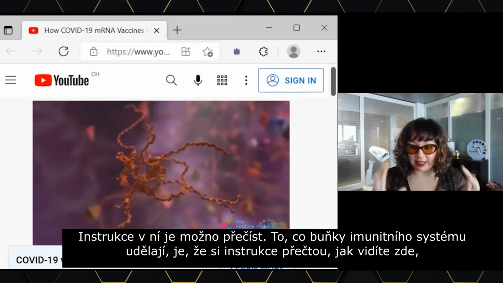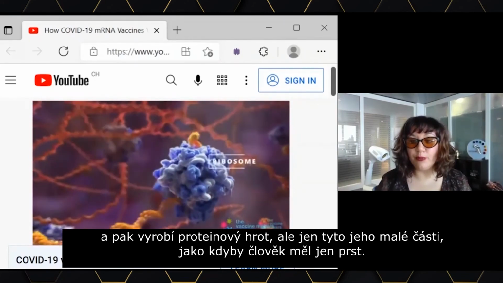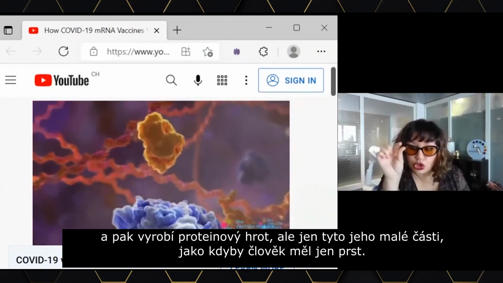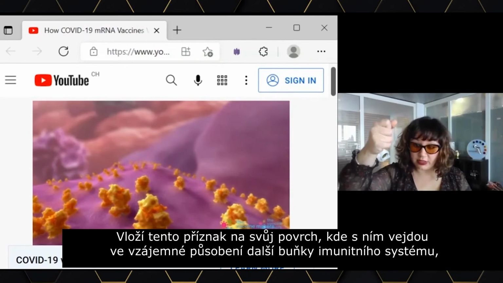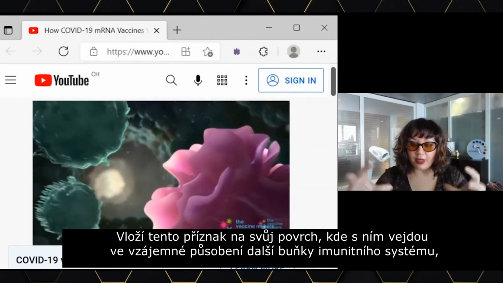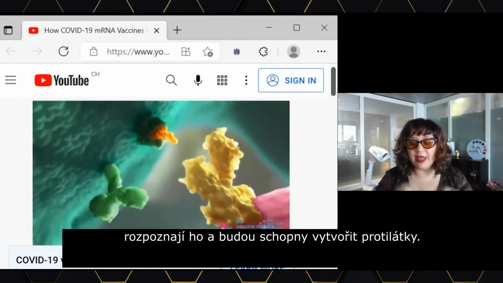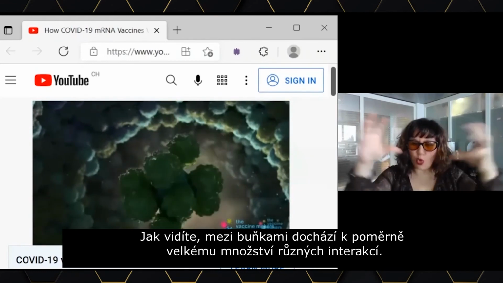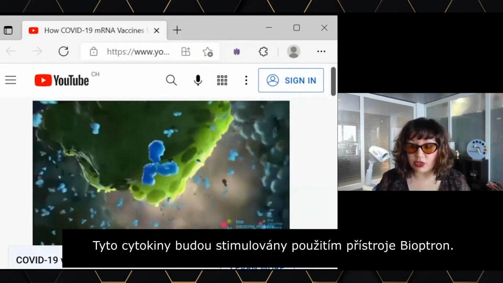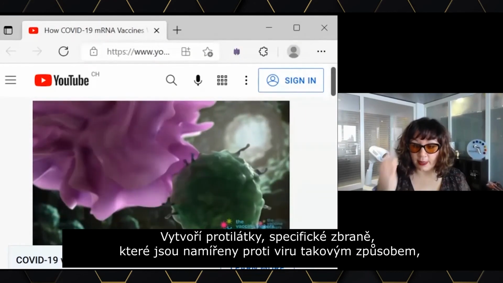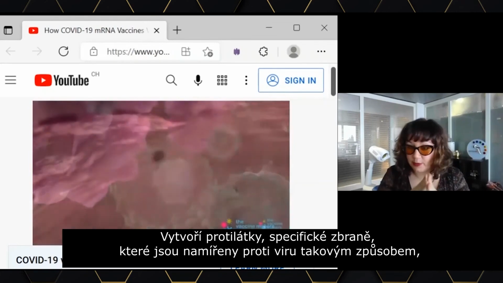What these cells of the immune system will do is to read these instructions, as you can see here, and then they will produce the spike protein. But not the virus, just these little pieces. Like if it was a human, you were able to have only a finger. They will put this flag on their surface, and then other cells of the immune system will interact with them. They will recognize it, and they will be able to create antibodies. As you see, there is quite a lot of different interaction between the cells. This is thanks to the cytokines, and these cytokines will be stimulated by the use of Bioptron. They will create these antibodies, so these specific weapons that are against this specific virus.